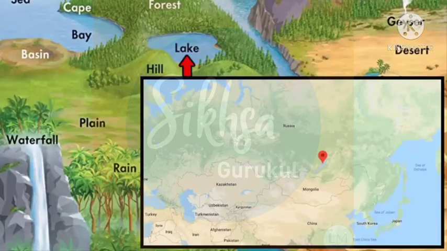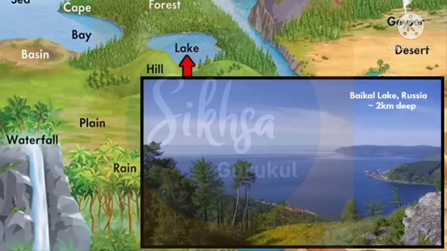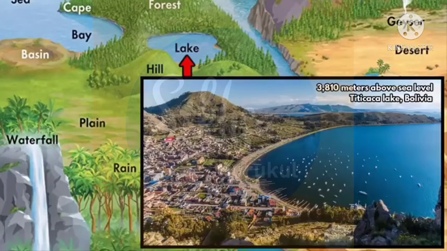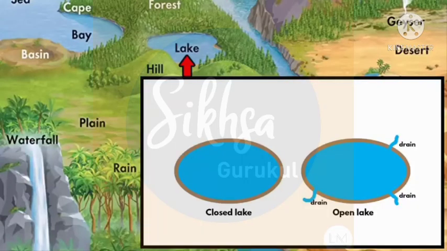Lakes also vary greatly in depth. The world's deepest lake is Lake Baikal in Russia. It is nearly 2 kilometers below the surface. Lakes also exist at many different elevations. One of the highest lakes is Lake Titicaca in the Andes Mountains between Bolivia and Peru. It is about 3,810 meters above sea level.